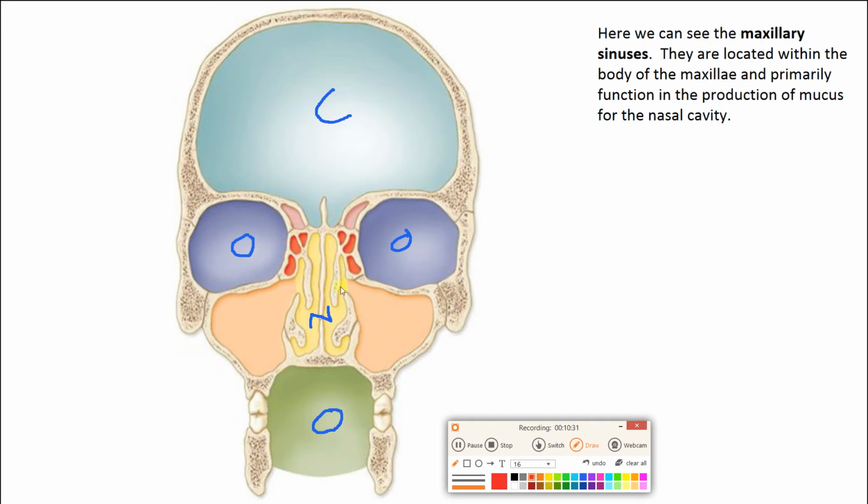We can see, let's do a different color here, the ethmoid sinus right here. We can see the sphenoid sinus right here. And this really big sinus right here is one of the two maxillary sinuses. So there's one on each side. Really big mucus production factory right there. All right.